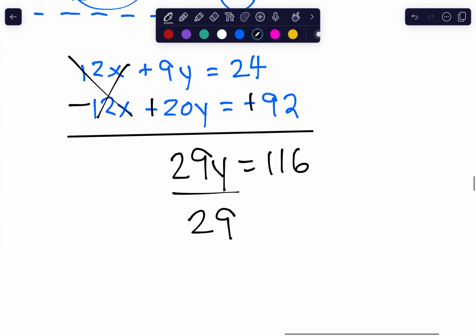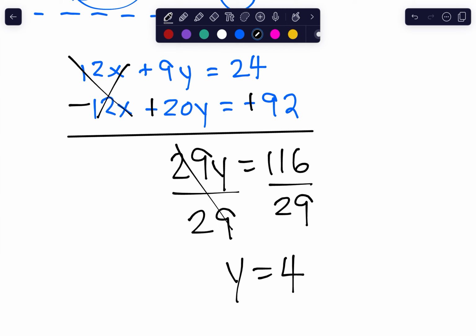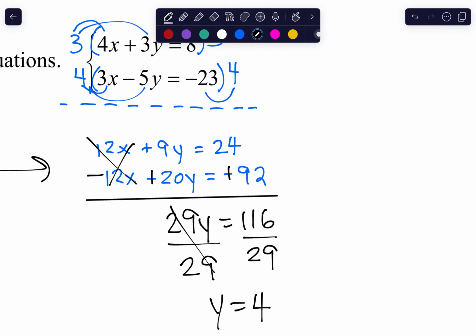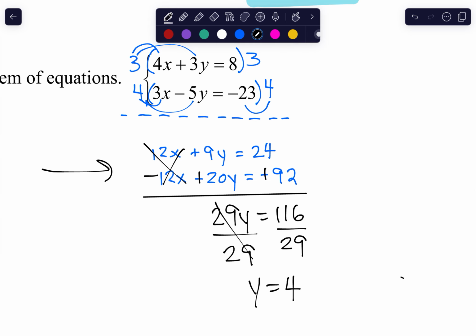To get y by itself, we divide both sides by 29. And we get y is 4. So again, halfway done. Once we get to this step, it's just like what you did yesterday. So now pick your favorite equation. I'm going to pick the top just because everything is positive.